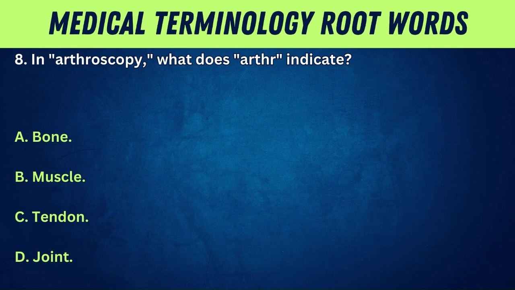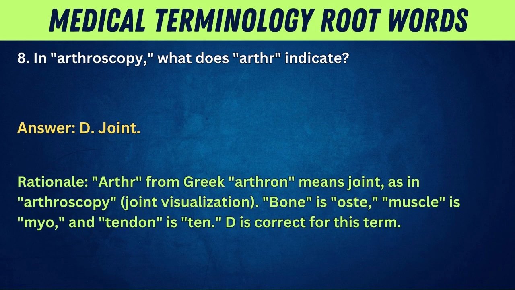8. In arthroscopy, what does arthr indicate? A. Bone. B. Muscle. C. Tendon. D. Joint. Answer: D. Joint. Rationale: arthr from Greek arthron means joint, as in arthroscopy, joint visualization. Bone is ost, muscle is myo, and tendon is ten. D is correct for this term.